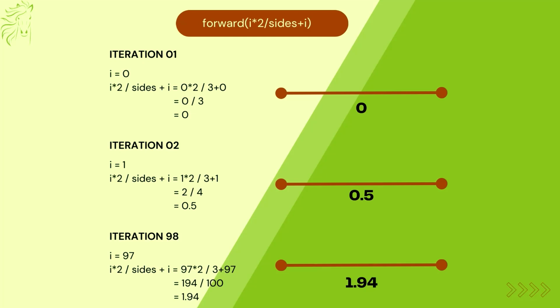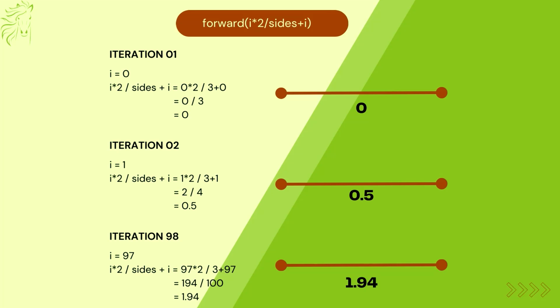Now let us see how the forward function works behind the program, in a mathematical way. At iteration 1, the i value will be set to 0. So when the i value is 0, the forward function will return 0. That time, the length of the triangle side will be 0. When it comes to iteration 2, the i value is set to 1. In such cases, the length of the triangle side will become 0.5.